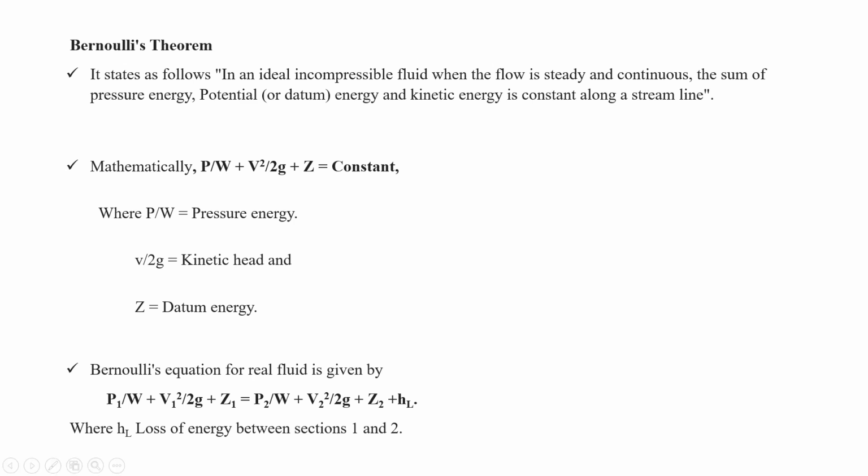So Bernoulli's equation for real fluid is given by P1 by w plus V1 square by 2g plus Z1 is equal to P2 by w plus V2 square by 2g plus Z2 plus HL, where HL is the loss of energy between the sections 1 and 2.